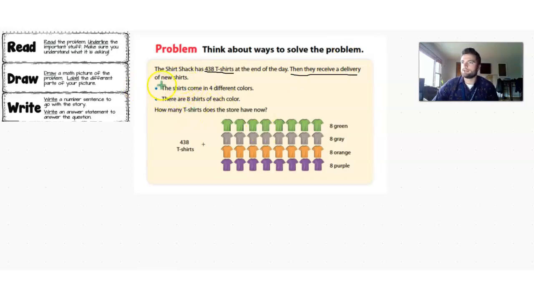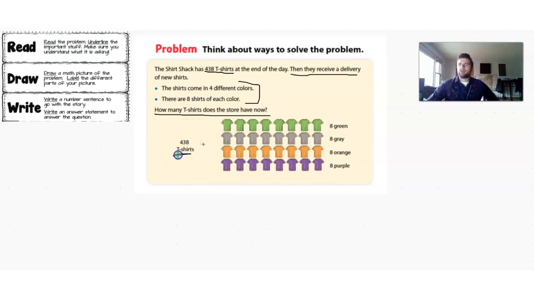So here's some details about the delivery. The shirts come in 4 different colors and there are 8 shirts of each color. So this is all the new stuff that they're getting. How many t-shirts does the store have now? So we're looking for all together how many t-shirts we'll have. So we already know that we have 438 to start with.